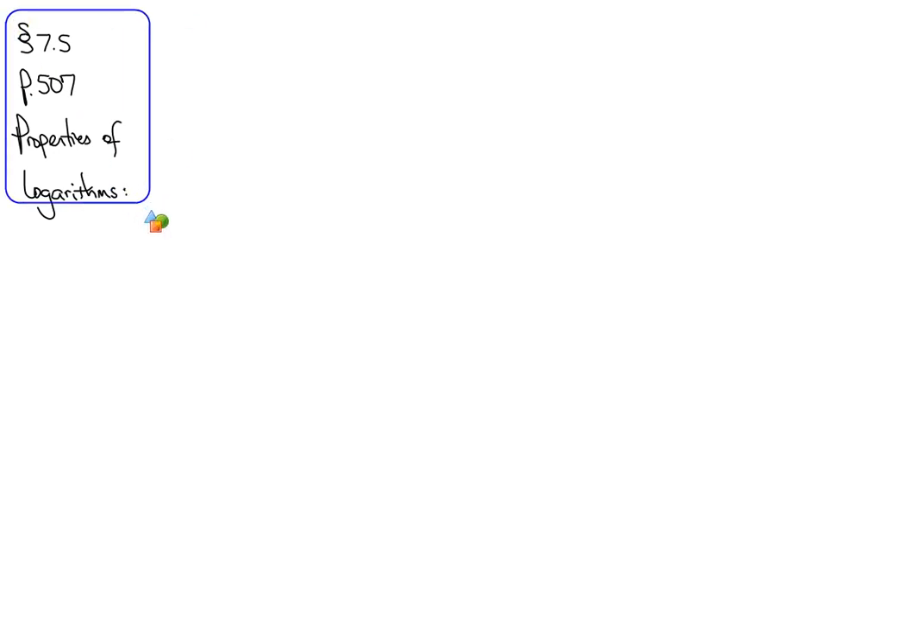So we are now to the all-important properties of logarithms section, which is section 7.5, page 507. Okay, the other day we talked about our two minor properties of logarithms. These are now going to be the main major properties of logarithms, and there are three of them.